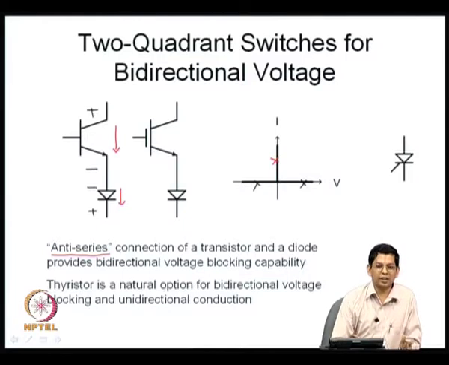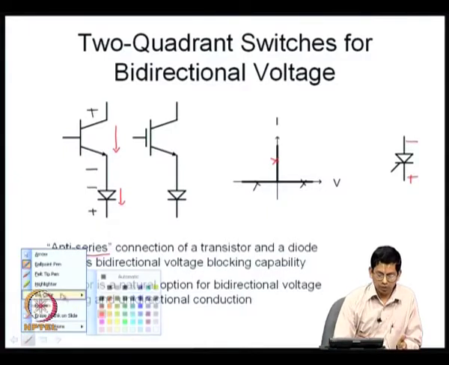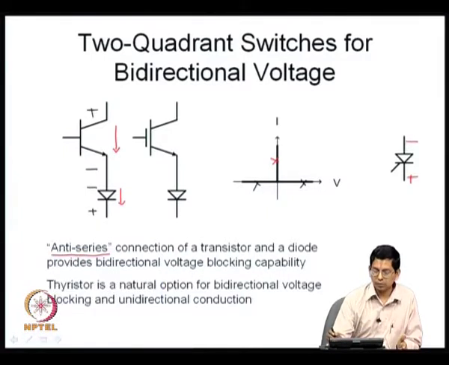There is one device that can naturally give you such an IV characteristic. What is that? That is our friend thyristor. So, thyristor is a natural option for bidirectional voltage blocking. As I mentioned while I was talking about thyristor, thyristor can block a potential when it is reverse biased. Even when it is forward biased, it can continue to block as long as the firing pulse has not been given.